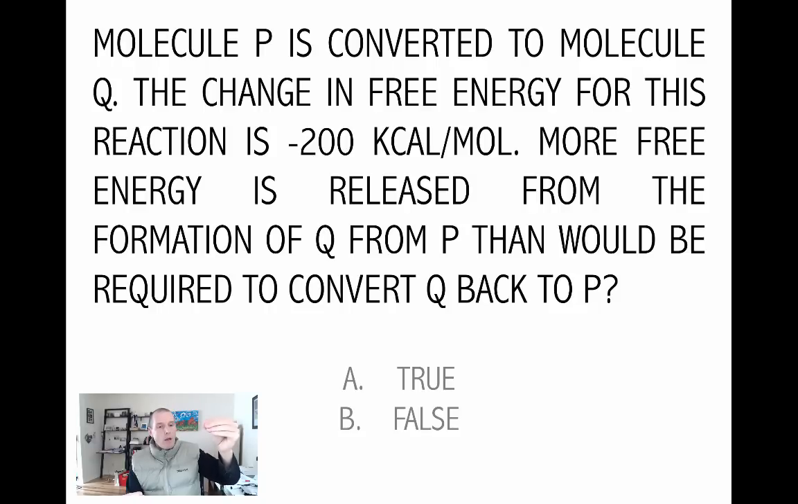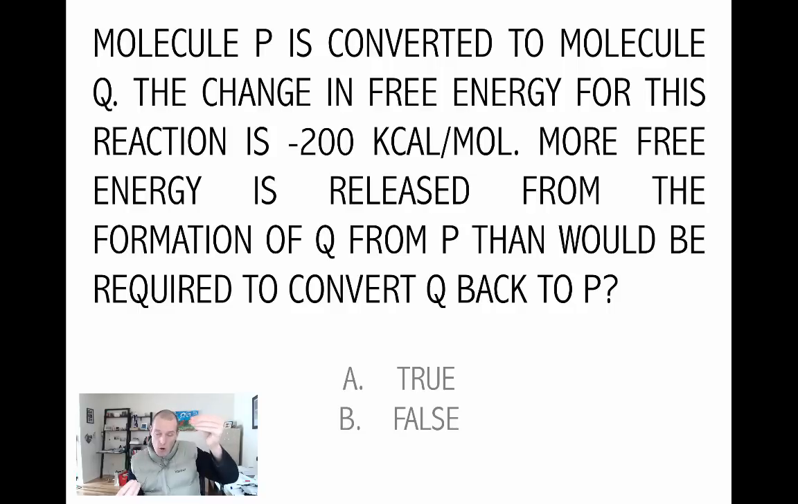So what do we have then? More free energy is released from the formation of Q from P than would be required to convert Q back to P. Okay, so let's think about this. P starts here, and we end up with Q down here. So let's not worry about how we get from here to here. But as we go from here to here, that amount of energy comes out. The difference in the two G values, whatever those would be, that gives us minus 200, that's what will come out of the reactions that convert P to Q.